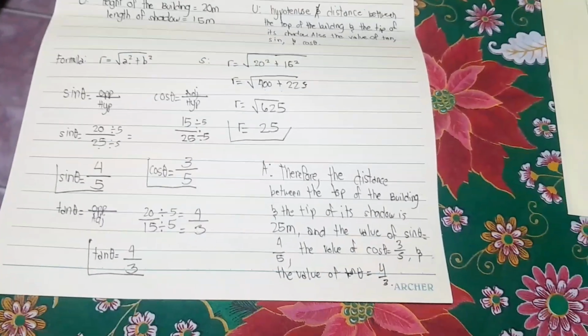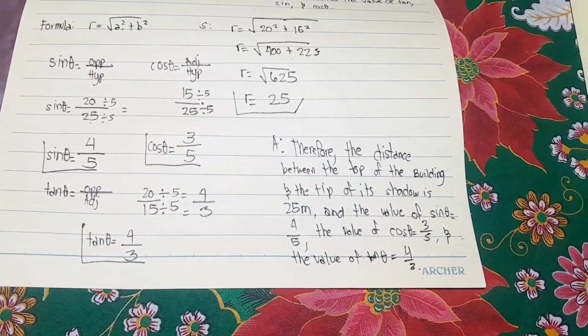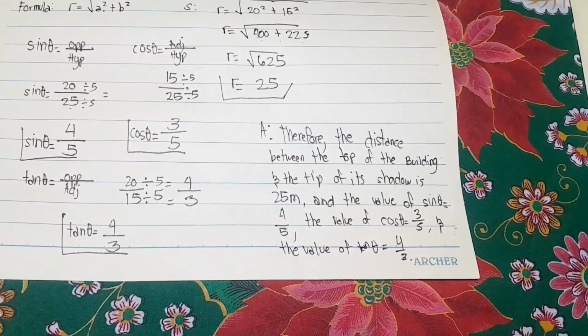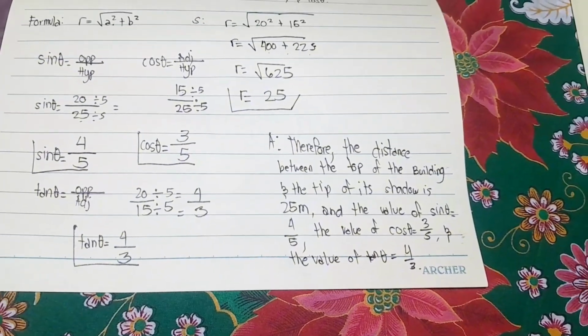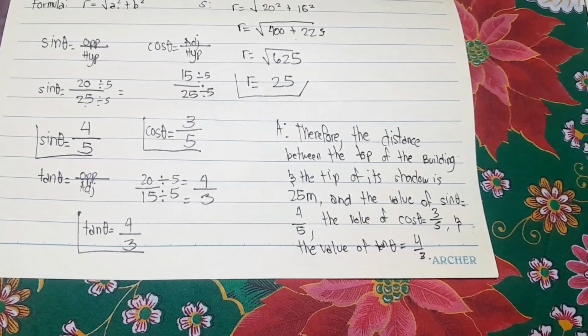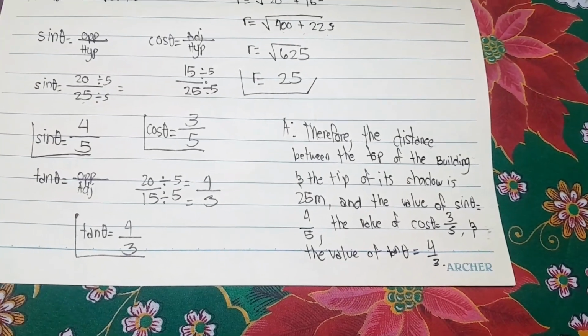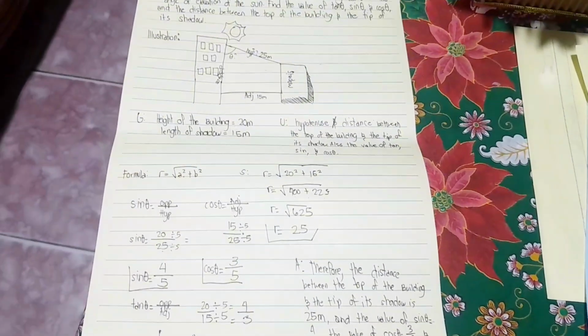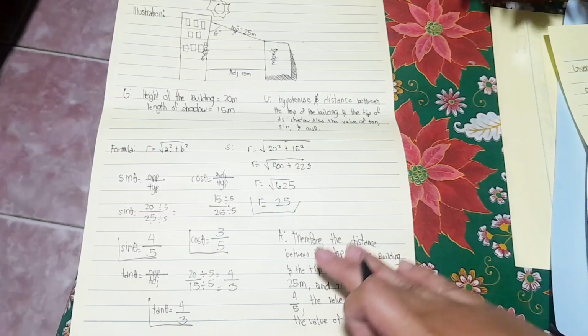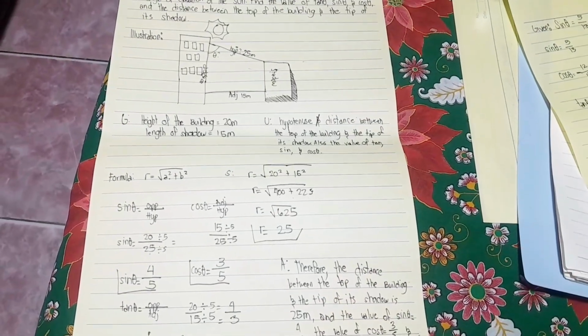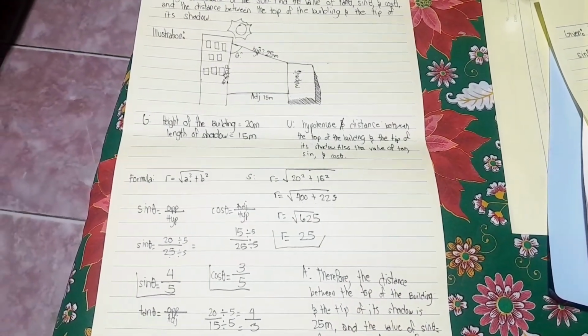So, that's our conclusion. Therefore, the distance between the top of the building and the tip of its shadow is 25 meter, and the value of sine theta is 4 over 5, and the value of cos theta is 3 over 5, and the value of tan theta is 4 over 3. So, we answered the question in word problem.